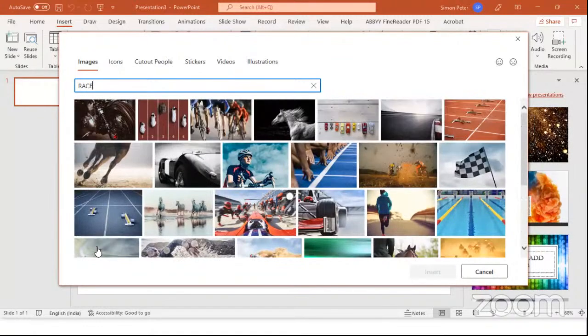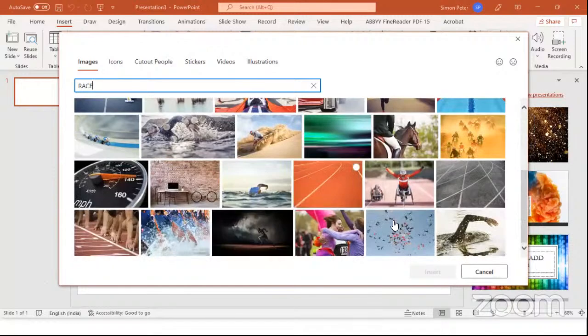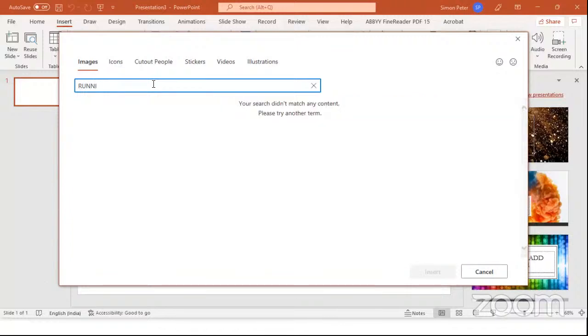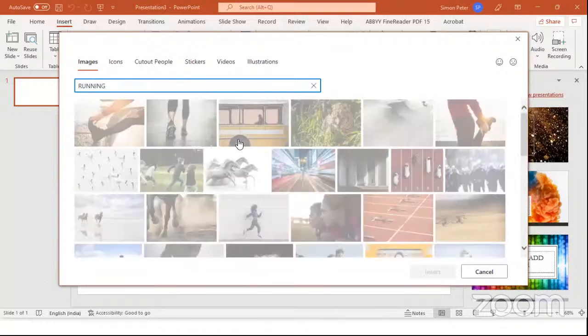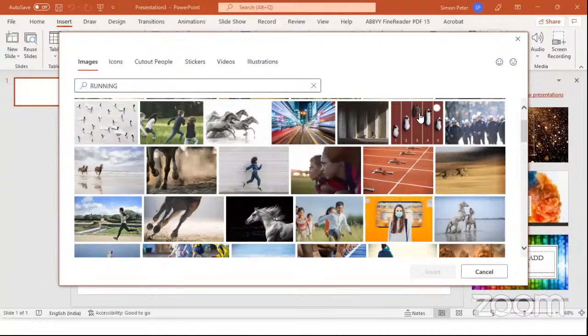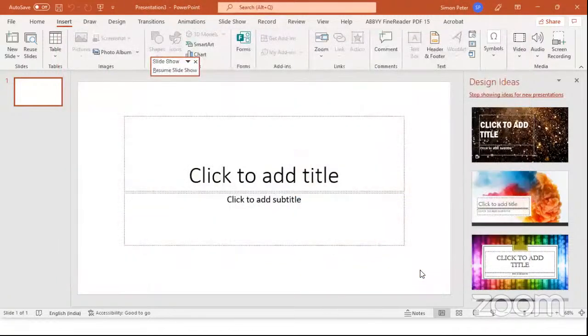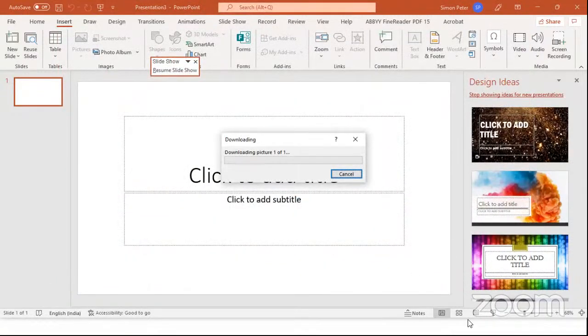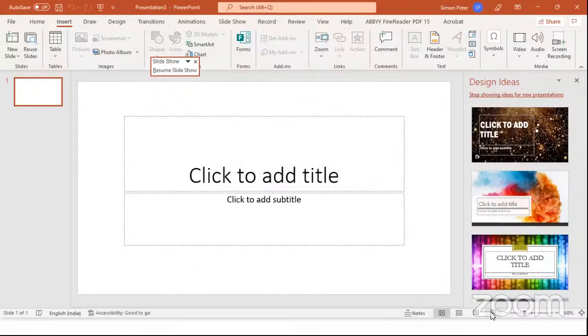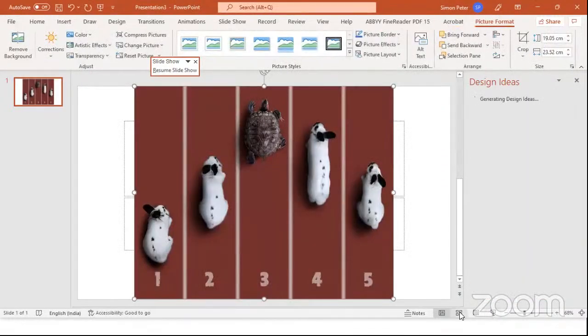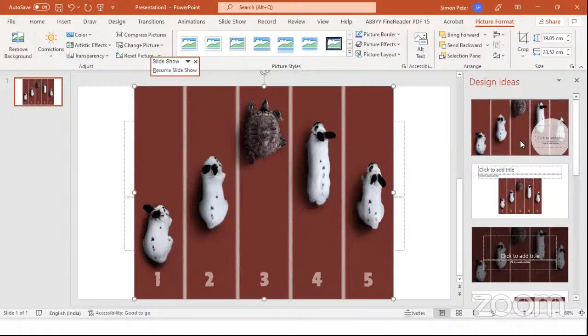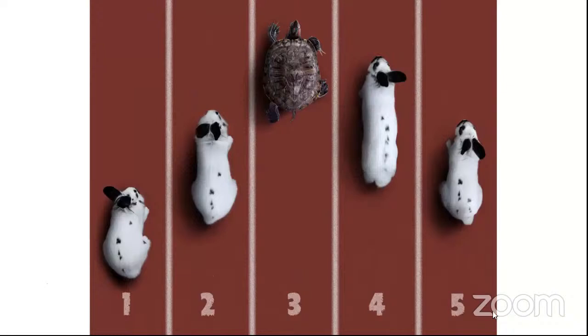So, where is that? Running. Where is that? Yeah, here it is. See here, I got a wonderful image. We are tortoises. Let us be tortoises. We are slow in learning, but fast in results. That's absolutely okay for me.